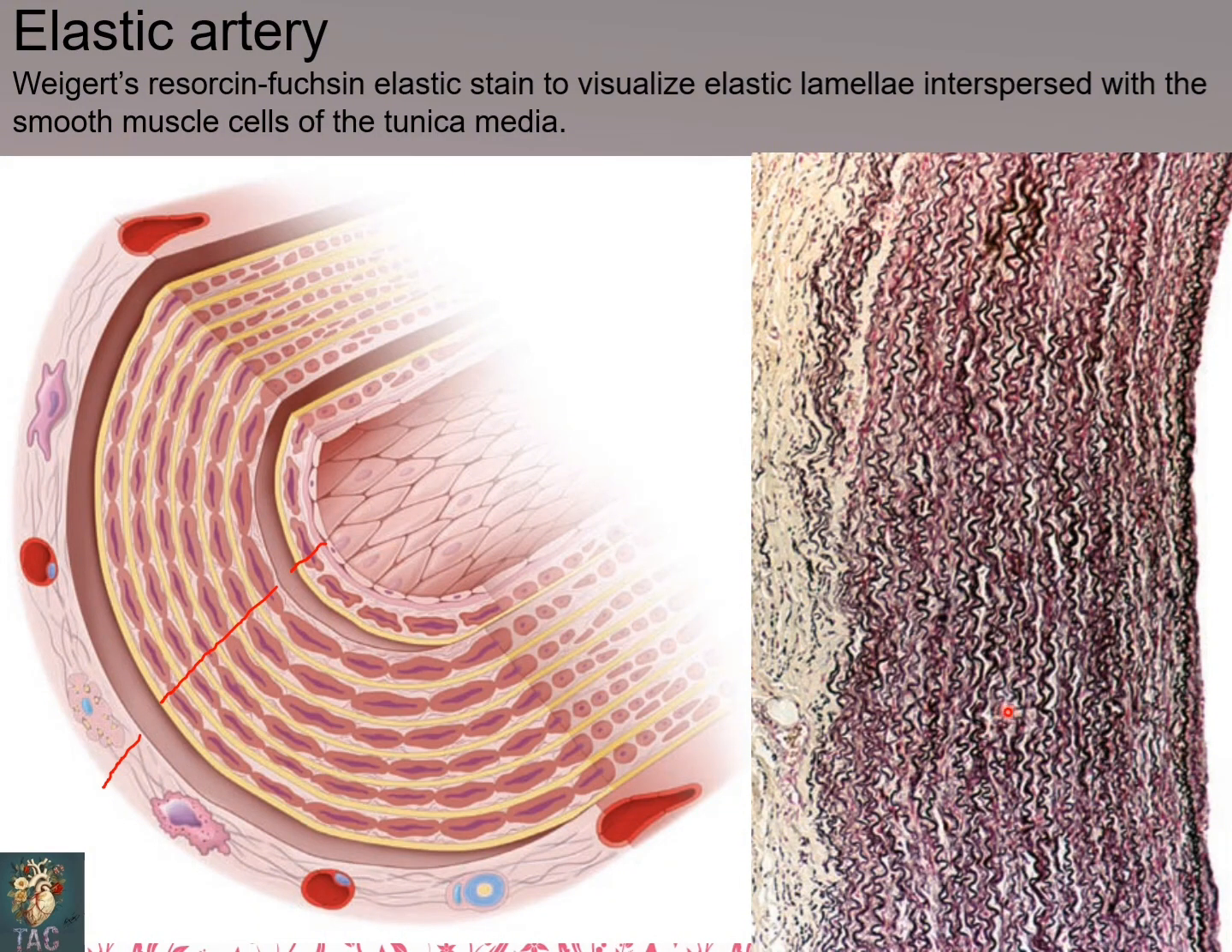Now have a look at this diagram. This smaller area is the tunica intima, then this area is the tunica media, and then this area is the tunica adventitia. So please remember, this slide is Verhoeff's stain, focusing on elastic stain to visualize the elastic lamellae interspersed with the smooth muscle cells of the tunica media. So this is the special stain for the elastic lamellae, in which you can see the elastic fibers are present, and in between the elastic fibers are the interspersed smooth muscle cells.